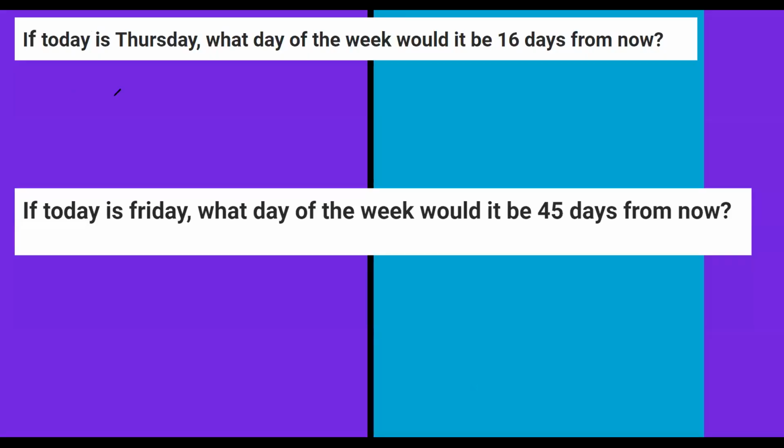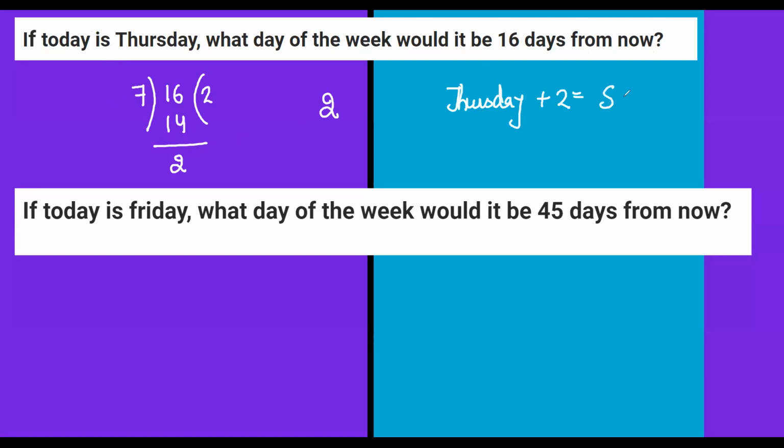We'll use that concept and solve all the questions. If today is Thursday, what day of the week would it be 16 days from now? We find the odd number of days by dividing 16 by 7. How much is the odd number of days? 2. So Thursday plus 2 will be Friday and Saturday. So we get the answer Saturday.